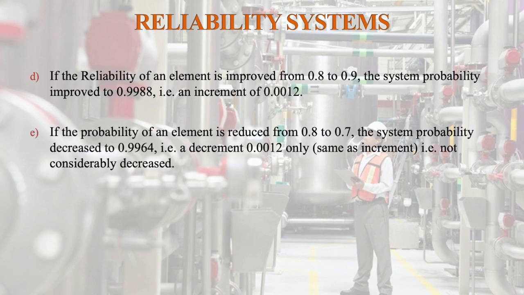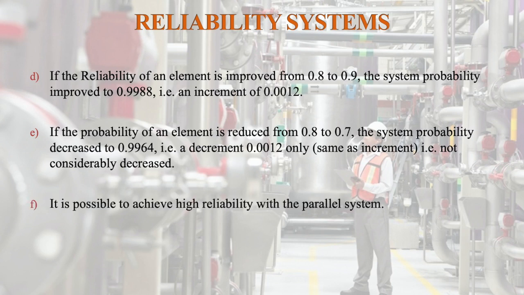If the reliability of an element is reduced from 0.8 to 0.7, the system reliability decreased to 0.9964, that is a decrement of 0.0012 only, same as the increment, that is not considerably decreased. F. It is possible to achieve high reliability with the parallel system. So as compared to the series system, in the parallel connection system, the reliability of the system will be increased.